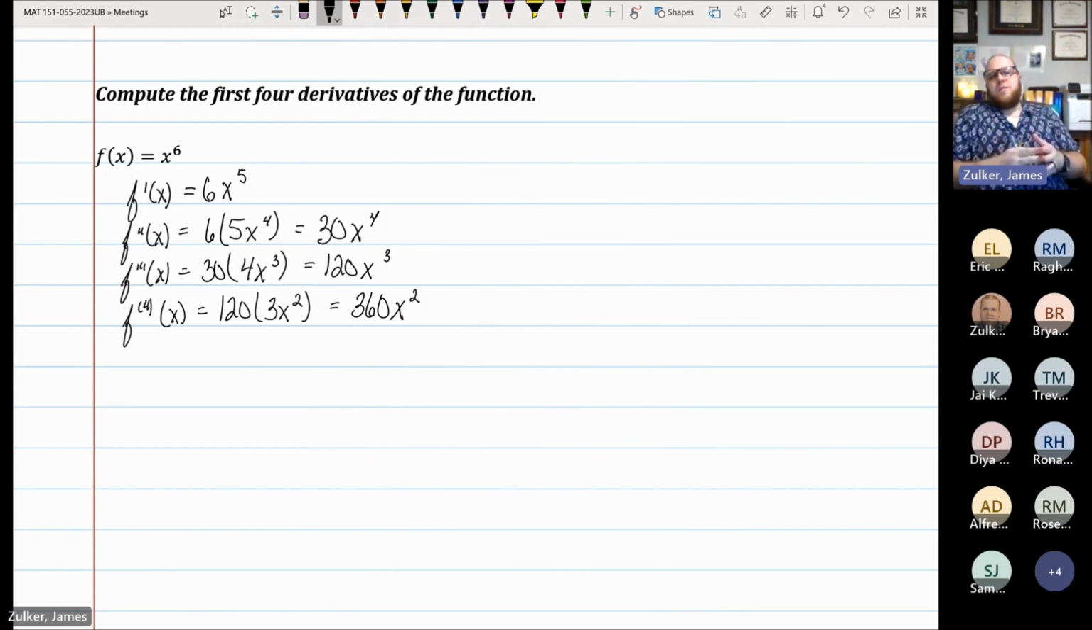Right. First derivative is 6x to the fifth. Second is 30x to the fourth. Third is 120x cubed. And the fourth would be 360x squared.